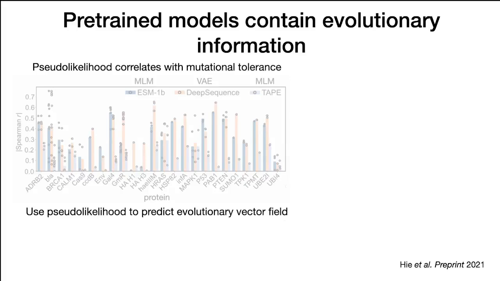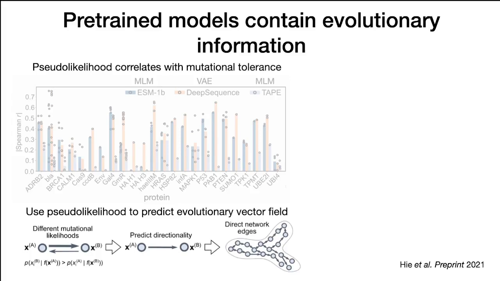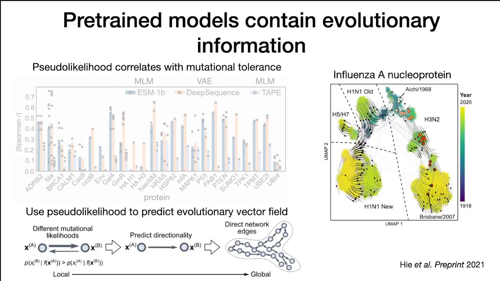And you can then use that pseudo-likelihood to predict an evolutionary vector field by just comparing, for two related proteins, whether the mutations are likely to go one way or the other, and then predict directionality between those, and then do it for a whole bunch of proteins in the network. You can validate this, for example, on flu A nuclear protein, which has been monitored and sequenced for quite a long time. You show that the direction you can infer from this vector field correlates fairly well with the year in which these were sequenced.